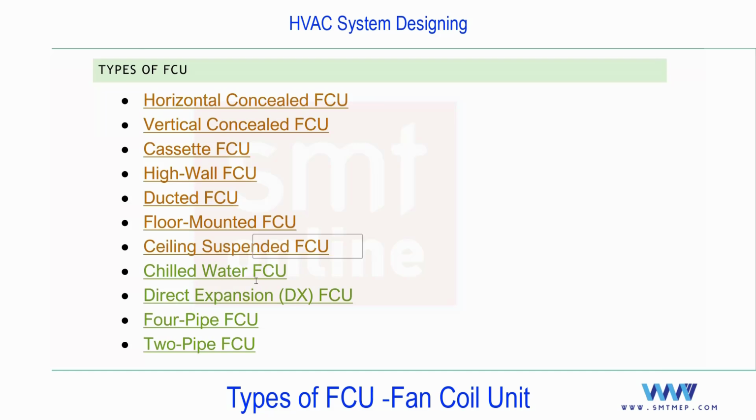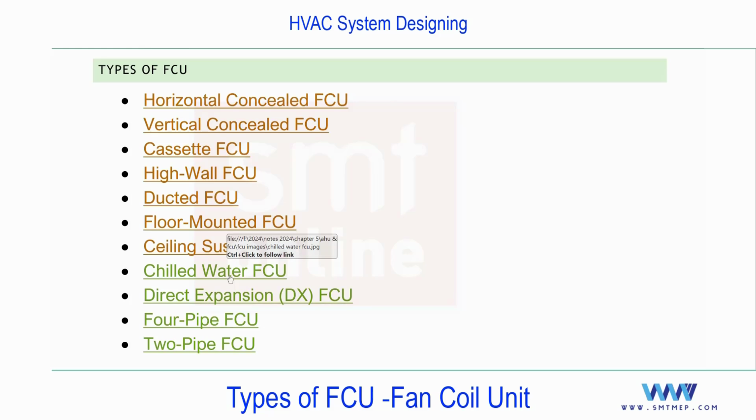Next, cassette is also ceiling, right? The best option is a cassette. This is the alternate of that. In case you cannot use the cassette and there is no option on the wall, then one can use this one. It's not commonly used, but it is an option.